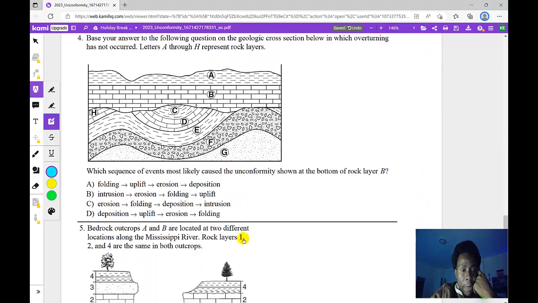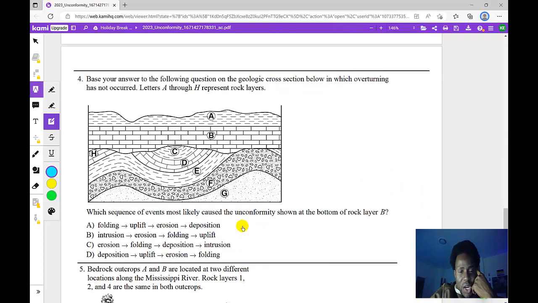Question number 4. Which sequence of events most likely caused the unconformity shown at the bottom of rock layer B? So we have rock layer B right here, and then it's talking about this irregular shape here, squiggly line there, and it's asking what sequence of events could have caused that unconformity. Again, we read through, we are looking for something that is around folding, uplift, erosion, and subsidence. All right, so folding, uplift, erosion, and deposition. A does sound interesting. Let's see if any other option would work.